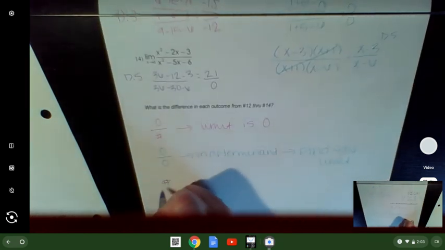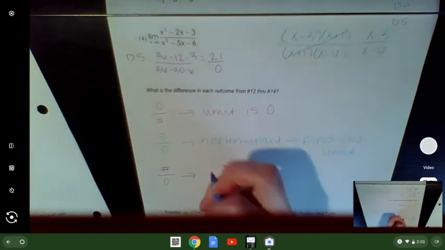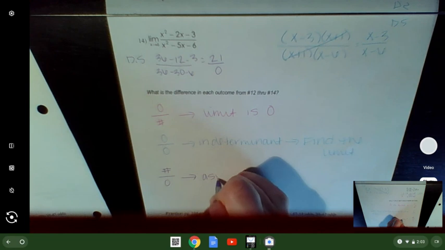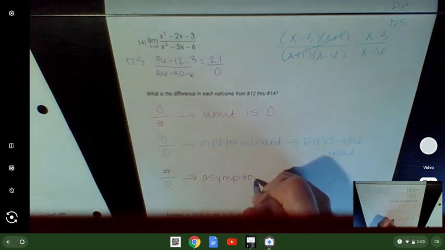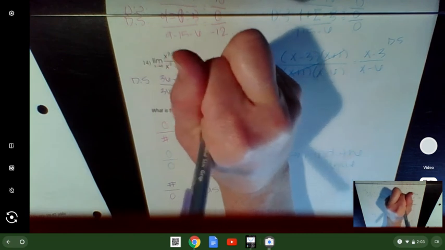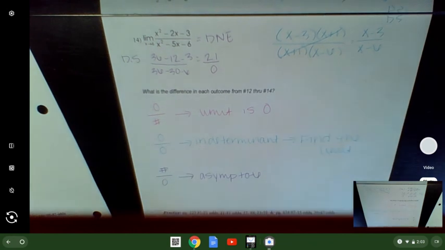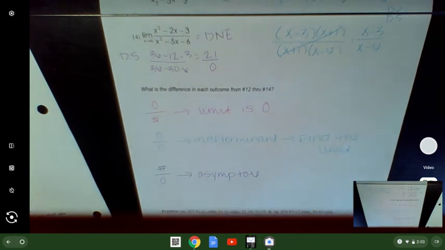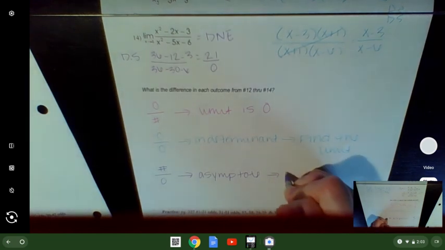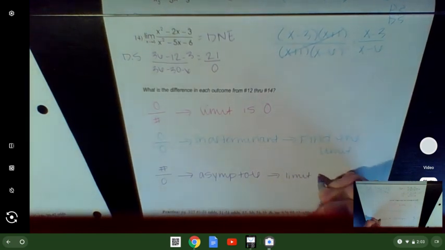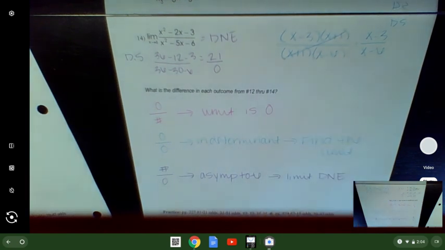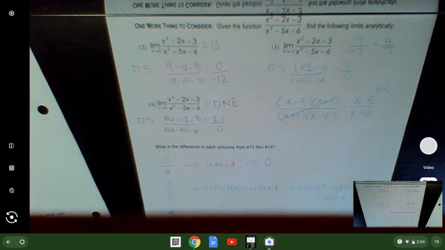We have a number over 0. A number over 0 means we have a vertical asymptote. If we have a vertical asymptote, that means as we approach that x value, in this case 6, we are approaching an infinity. And as we know, as we approach an infinity, we're approaching an idea, not a place. So we say that the limit does not exist. Zeros are very, very important as we are finding limits analytically. The location of zeros mean different things. So it's important to recognize these 3 different situations.